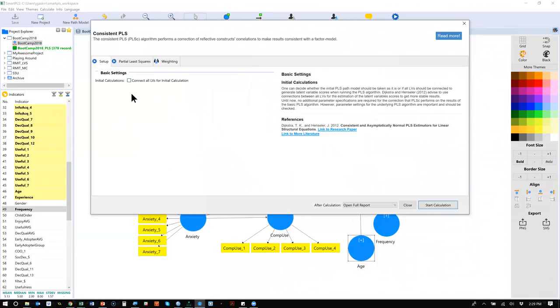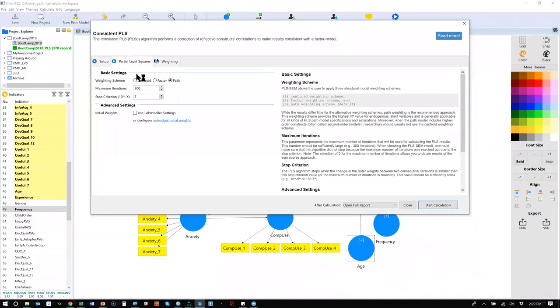This first one says, do you want to connect all latent variables for initial calculation? Essentially like covariating everything. If we're assessing the outer model, the measurement model, then the answer would be, yeah, we should probably do that, especially if we have all reflective latent factors. If we're assessing the inner model, the structural model, then not so important. I wouldn't check it. For now, I'm going to leave it unchecked because we're going to look at the structural model to start.